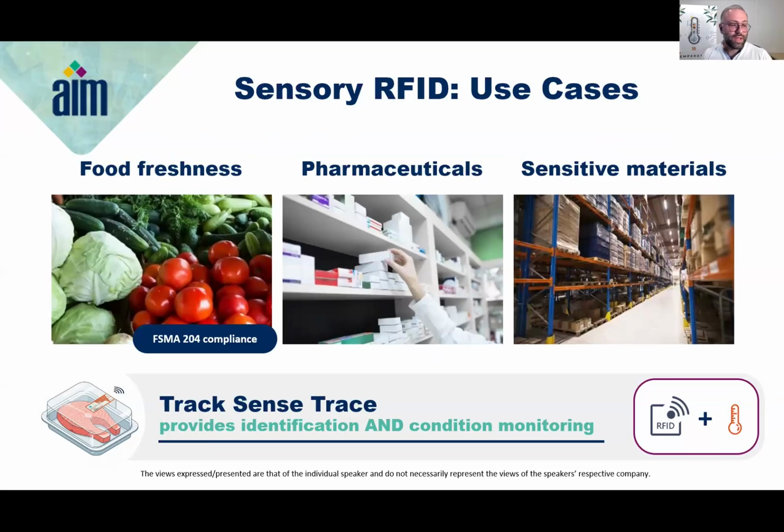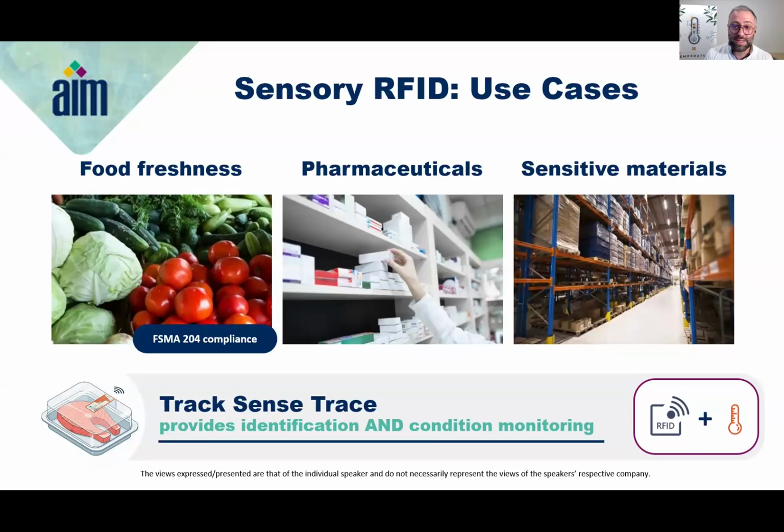The main verticals that can benefit from this improved traceability are, for example, food freshness. We all know FSMA 204 that will kick in in one or two years and will be mandatory. So we will need to know the whole traceability of the food, and knowing temperature at a given time is very important for restaurants, for markets, for producers, for the cold chain, at every step.